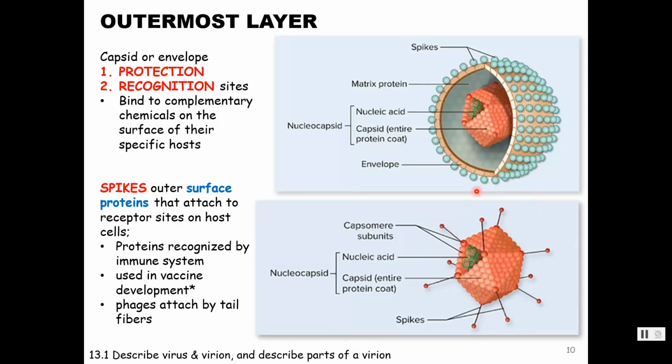These are the proteins that can be recognized by our immune system. These are the proteins that are going to be used in vaccine development. For the coronavirus, SARS coronavirus 2, the vaccine is to give the body a look at these spike proteins so we can make antibodies so we can become immune to them. When you're talking about a bacteriophage, usually they're going to attach by their tail fibers. Animal viruses, these spike proteins are usually what they're going to use to dock to their host cells.